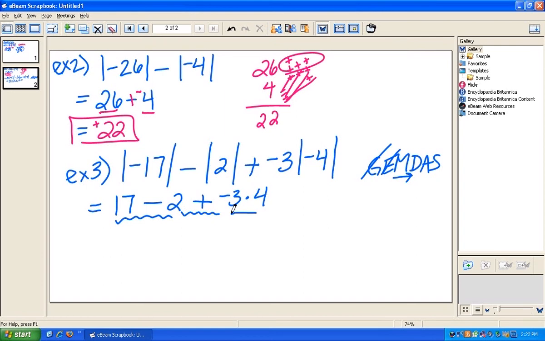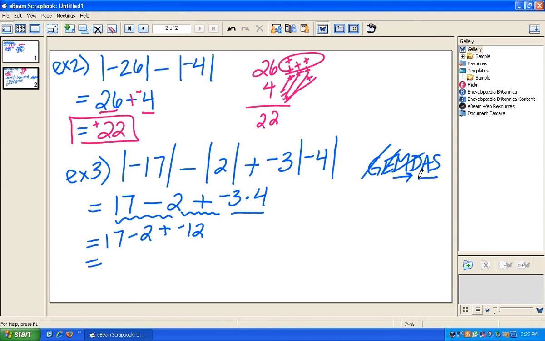So we need to touch the multiplication piece. I'm going to write the rest of it: 17 minus 2 plus, and we don't touch all of the plus and minus parts. We're going to do the -3 times 4, which is -12. And now we have finished with all of our multiplication and division.